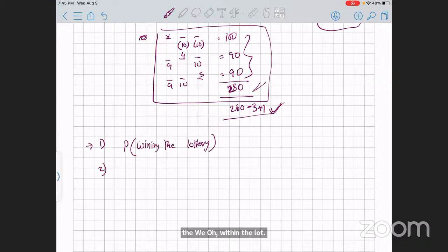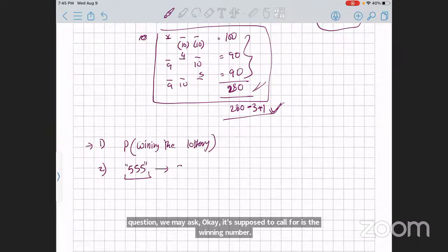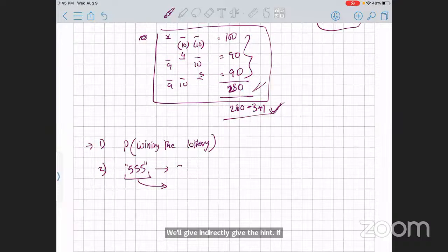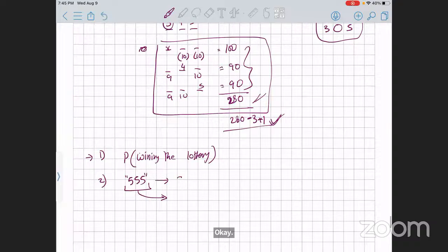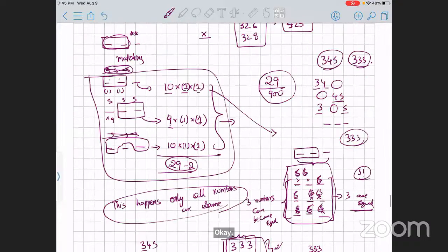Second question we may ask like, okay, suppose 555 is the winning number, we will indirectly give the hint. If all the three numbers are equal, we will indirectly give the hint for the most complex questions. Clear, everyone? We'll try to give some hints. No issue, don't worry. We'll move to the next concept.